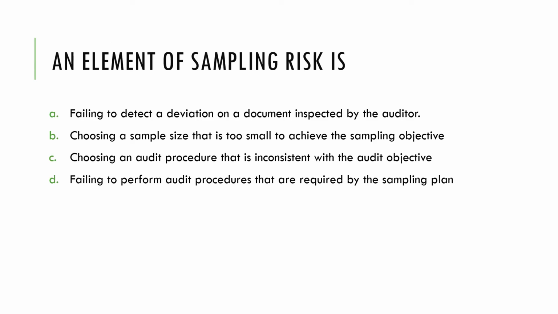We are being asked now for an element of sampling risk. Which one is an element of sampling risk? Failing to detect a deviation on a document inspected by the auditor. In the case of letter A, it's the fault of the auditor, not the fault of the sample. Remember, when the sample and the auditor would have a conversation over coffee or lunch, if we're talking about sampling risk, the auditor will say, sample, it's you. You are the problem. You're the one who is lacking, the mistake is with you. Sample, the problem is with you.